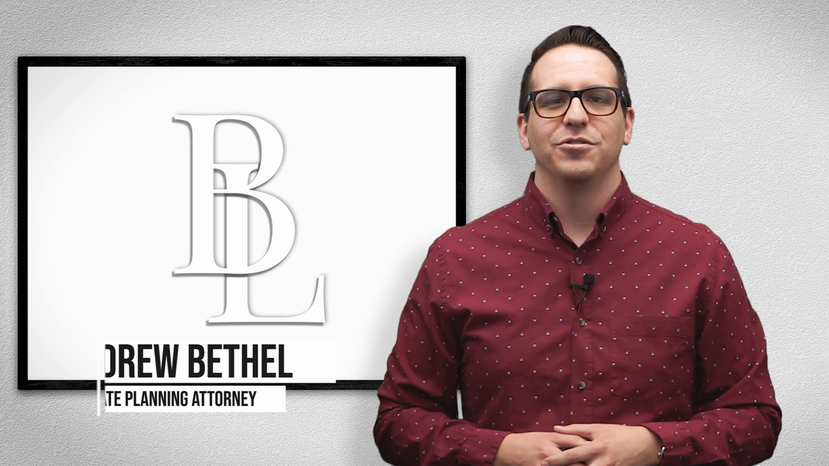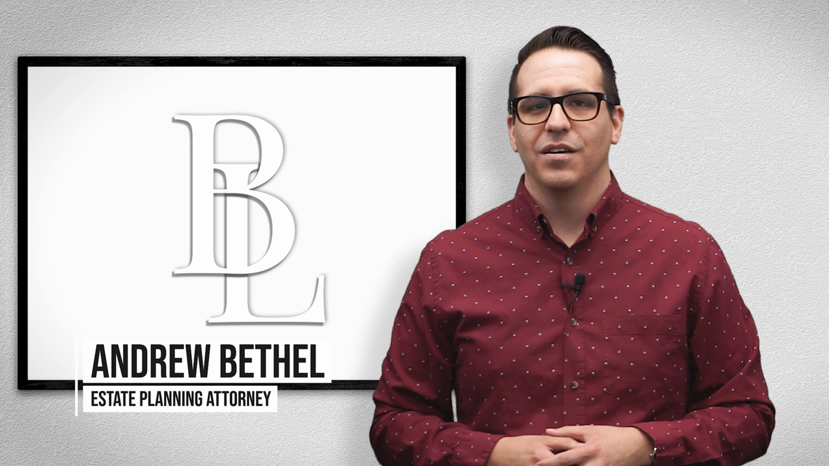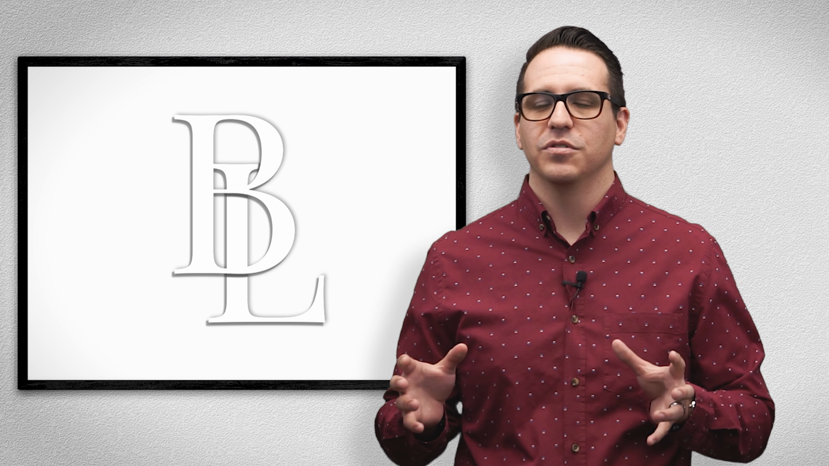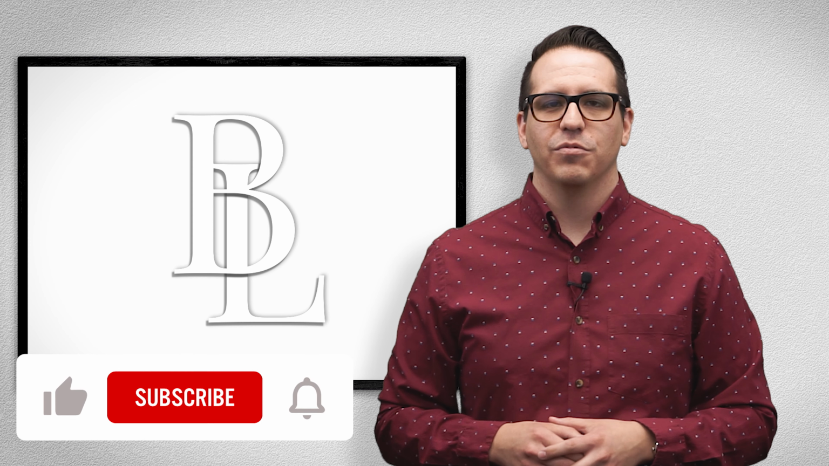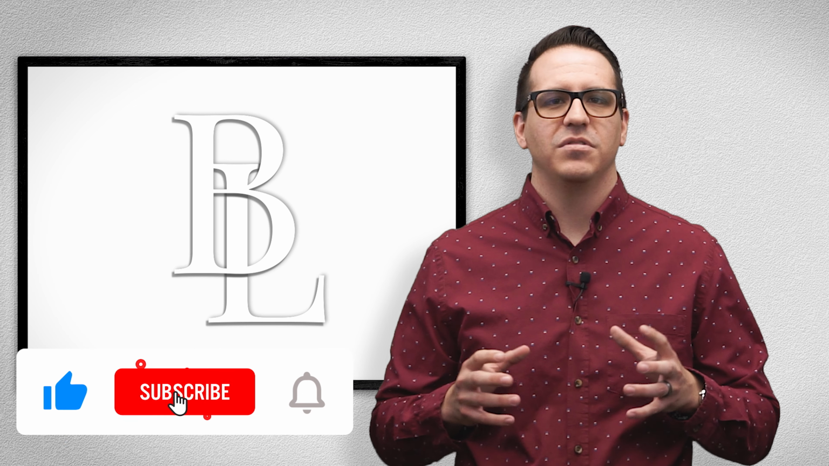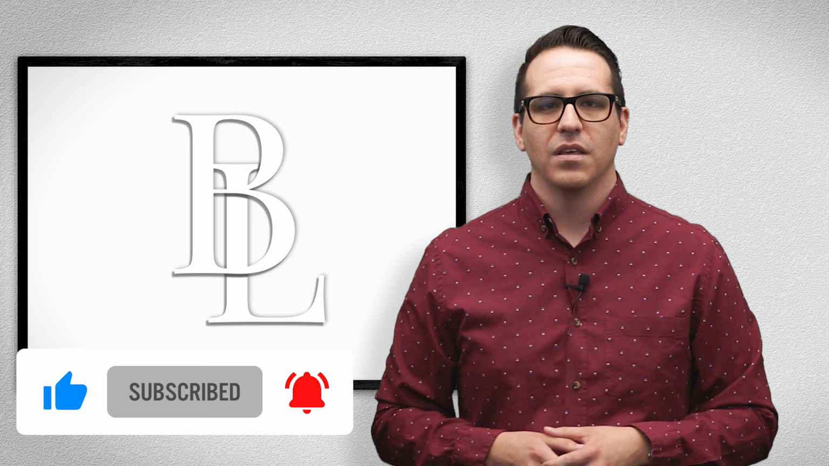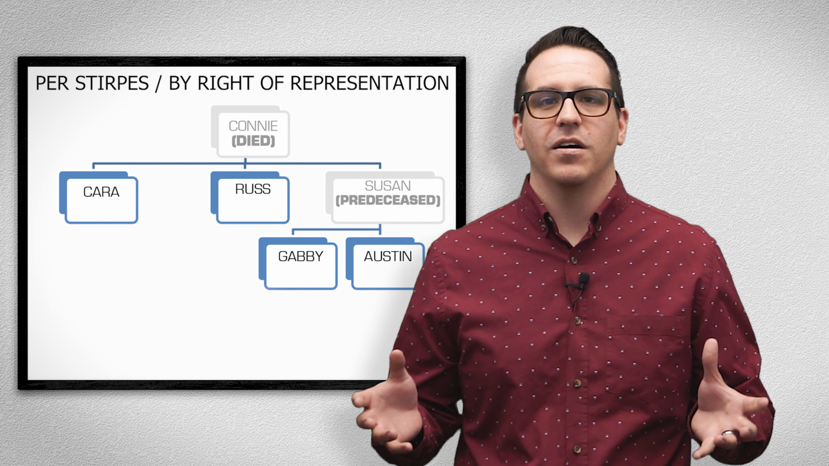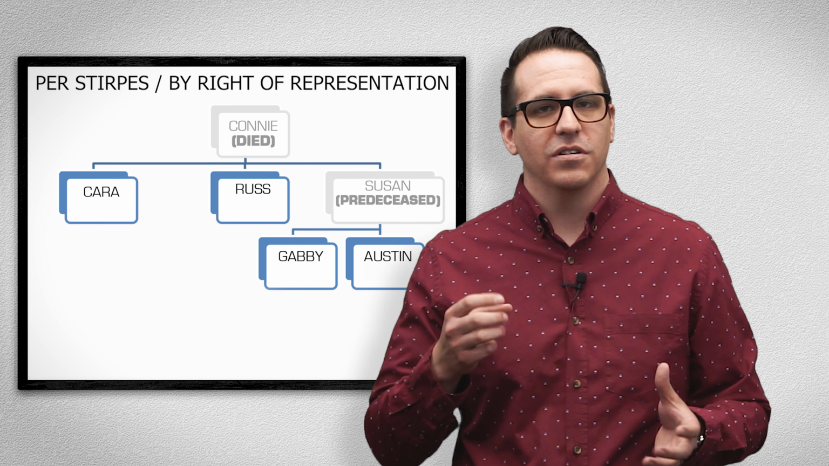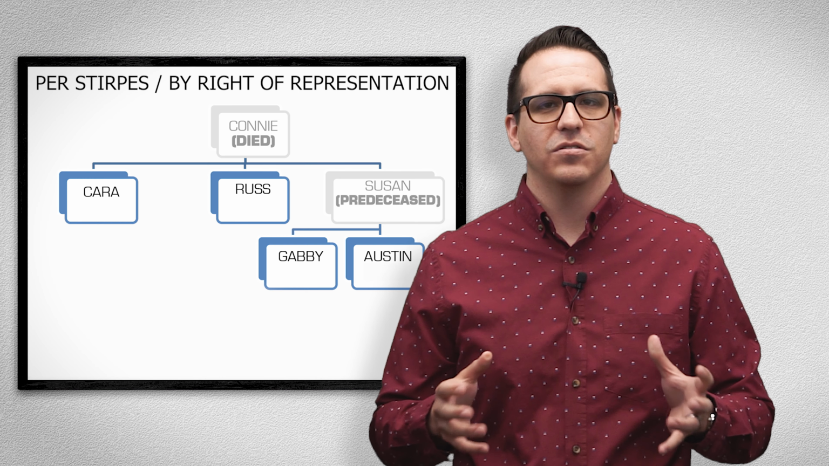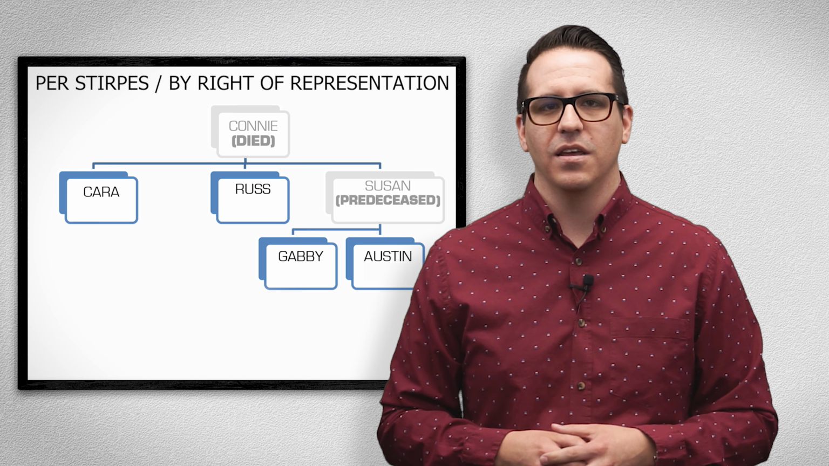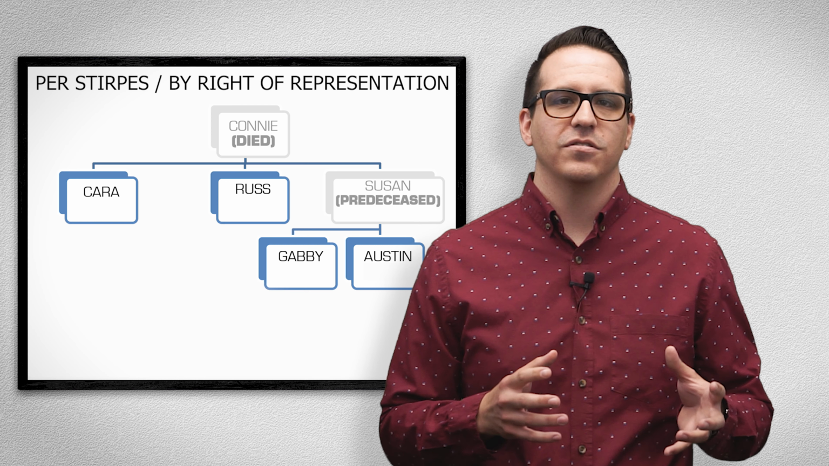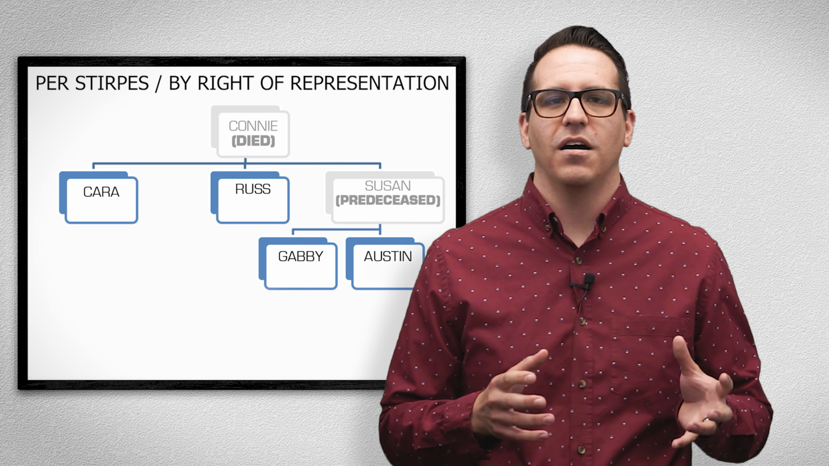Hi, I'm Andrew Bethel, and before we begin, we'll use the same example distribution with some visuals for each concept so you can really understand the differences between everything. Now, in our hypothetical distribution, firstly, we have a mom named Connie. Connie has 3 children, Cara, Russ, and Susan. Susan, however, predeceased her mom Connie, meaning Susan died before mom. Susan has 2 children of her own, Gabby and Austin.